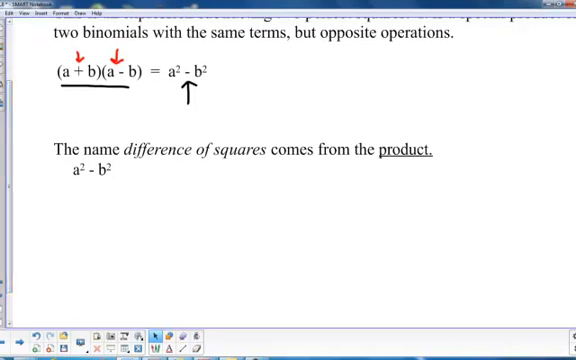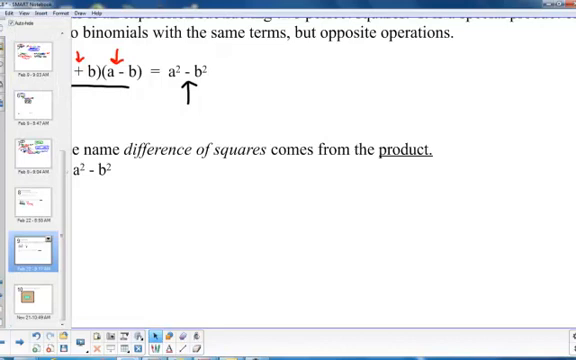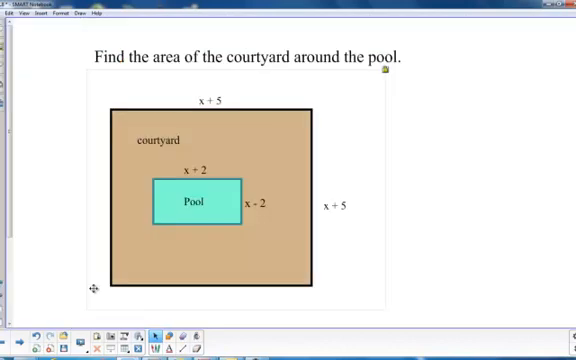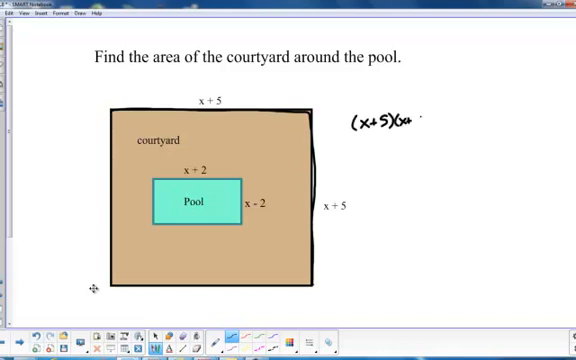I'm going to go on to the next. This is a story problem. We'll save that last little thing for a different day. The area of the courtyard only. So we're going to find the area of the whole big box, which would be x plus 5 times x plus 5. And then if we subtract the area of the pool, we should have the area of just the brown courtyard. So we're going to subtract x plus 2 times x minus 2.